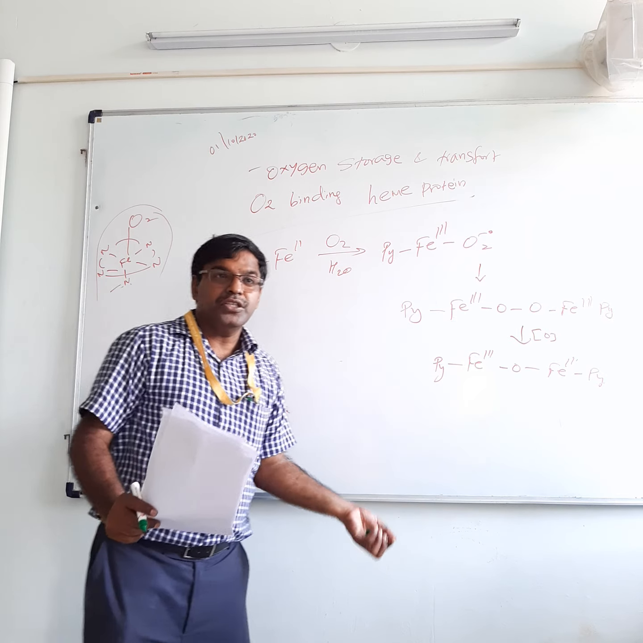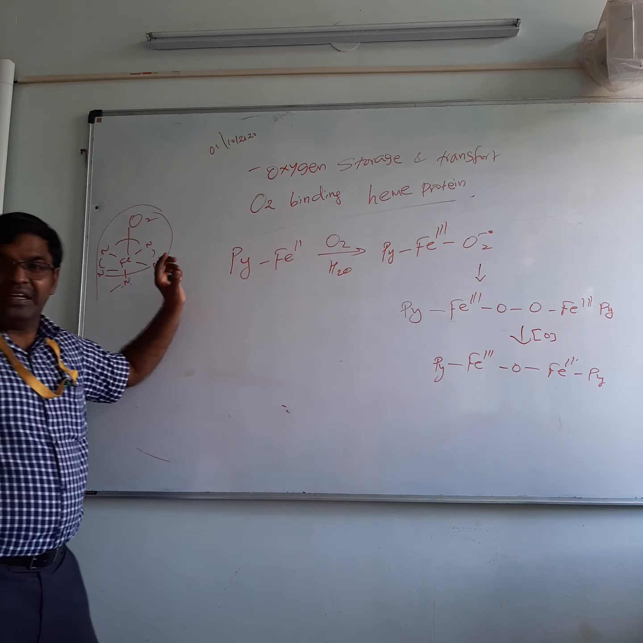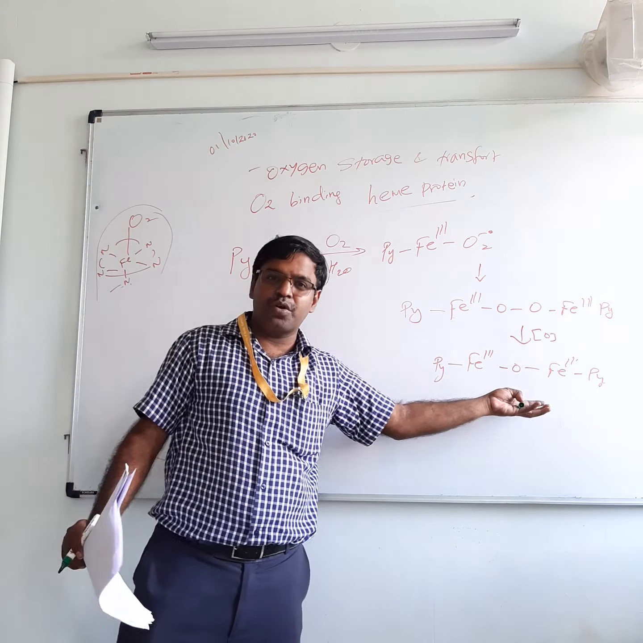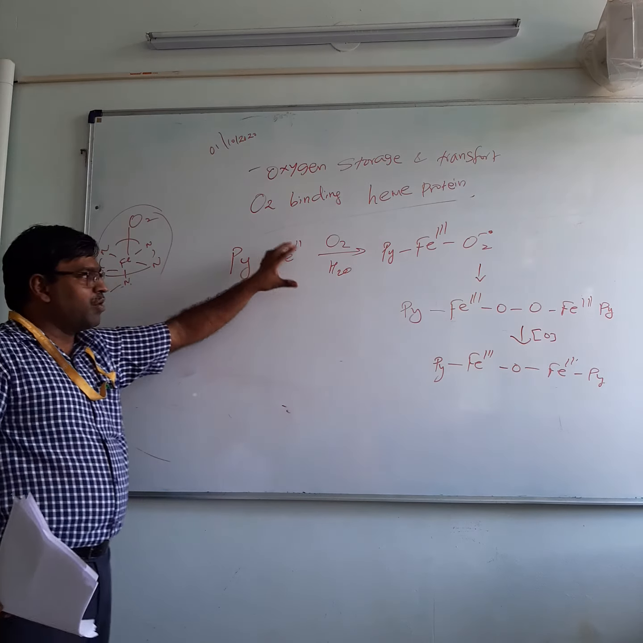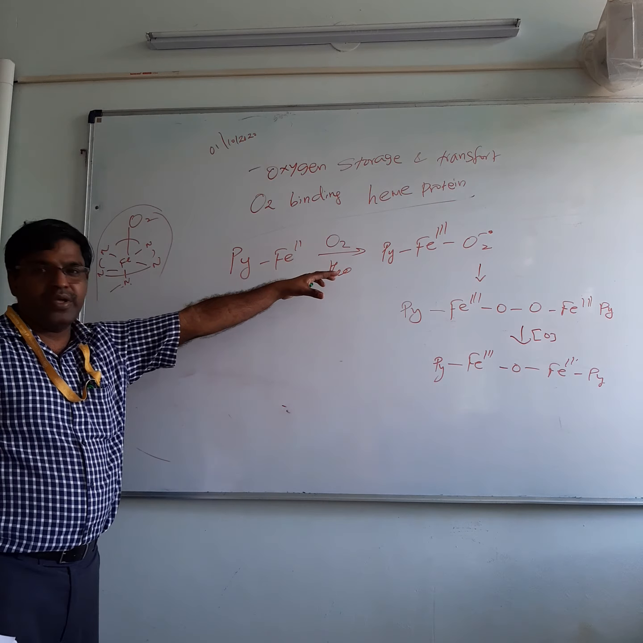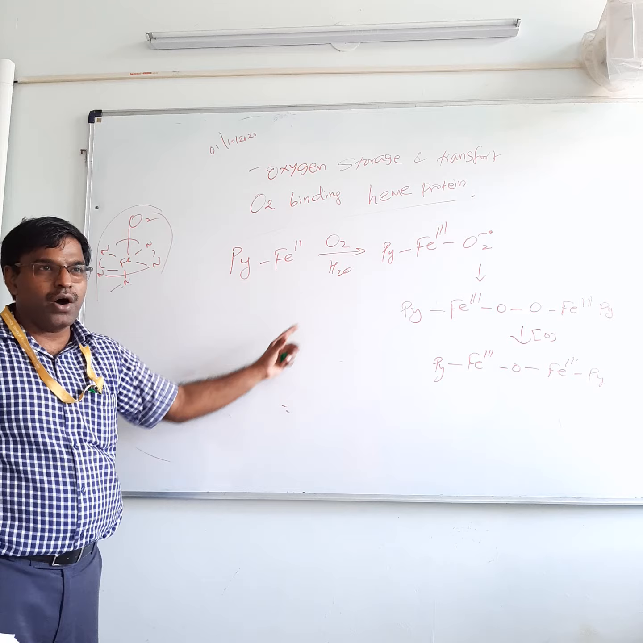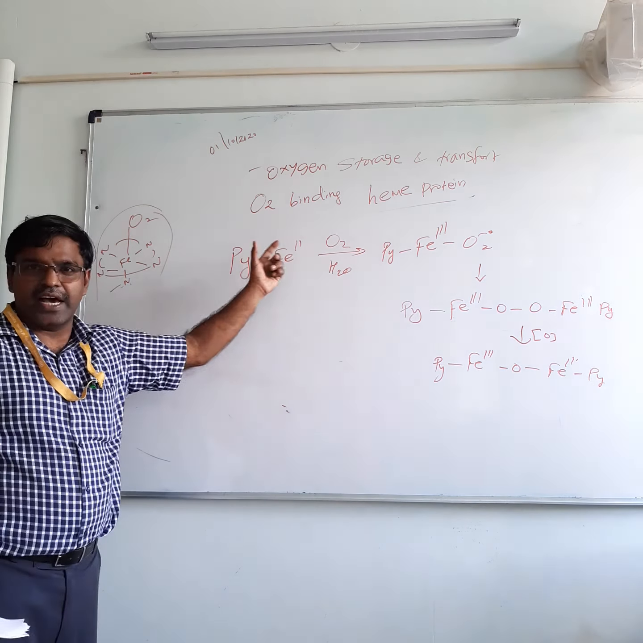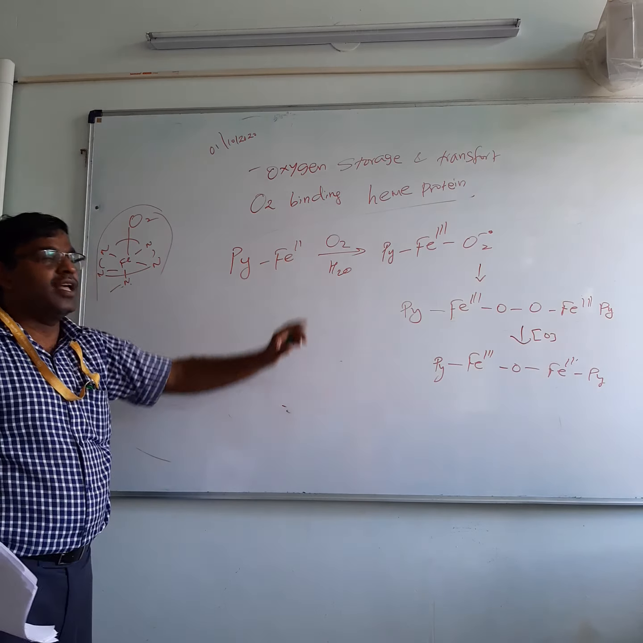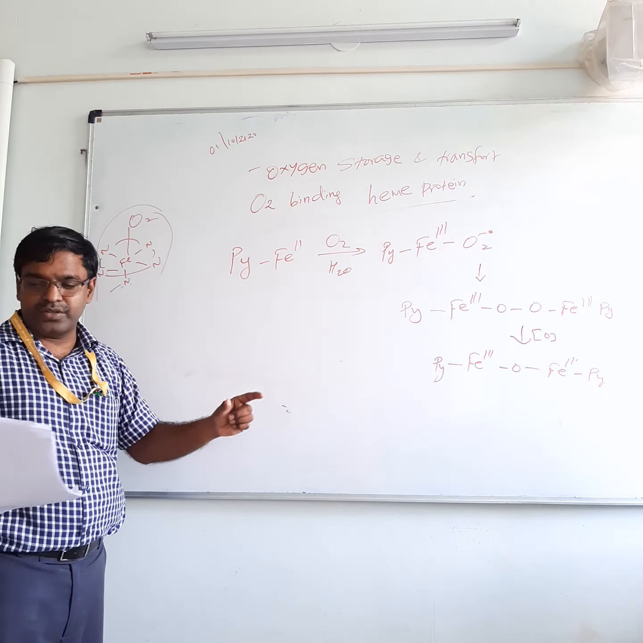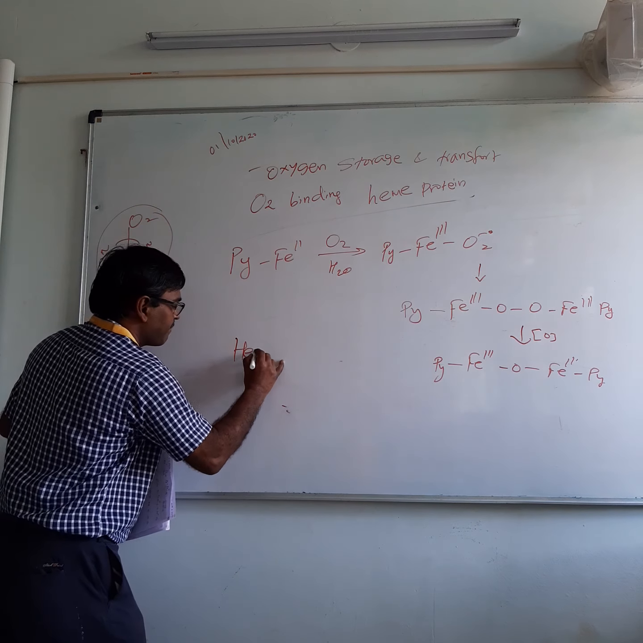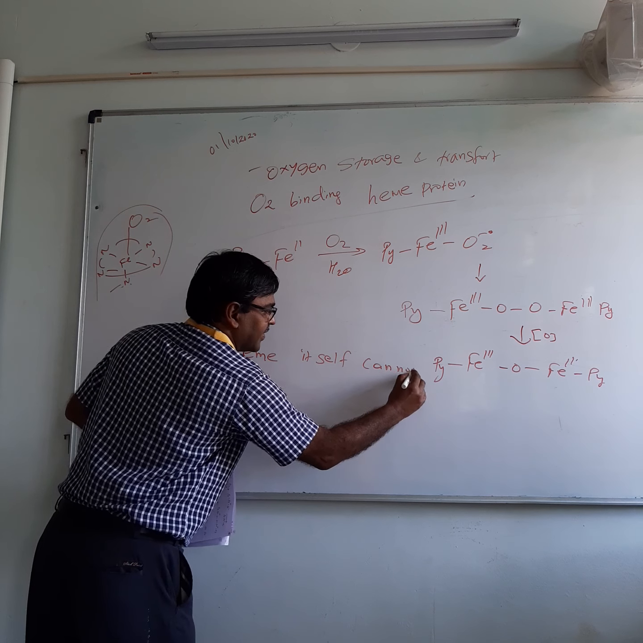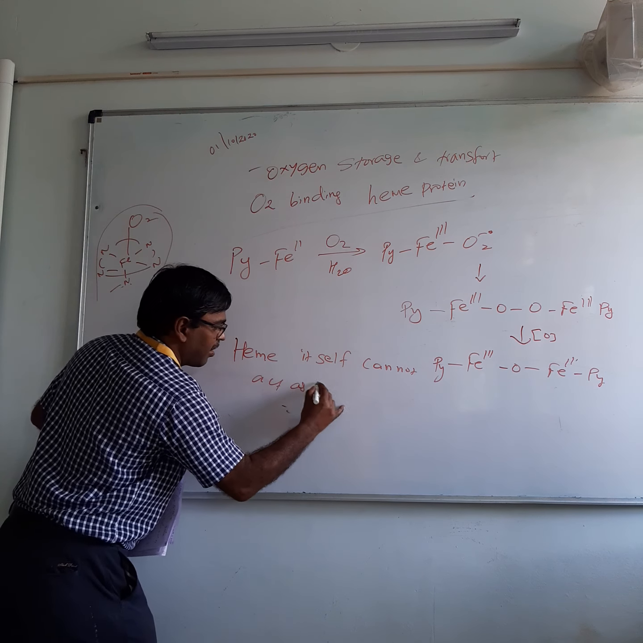When there is exposure to water, you will get this kind of species, which is not useful for oxygen storage or oxygen transport. But if you don't have exposure, then it will be useful for oxygen storage and oxygen carrier. How can we avoid exposing this iron heme protein to moisture? That is where the globin plays an important role. So heme itself cannot act as an oxygen carrier.